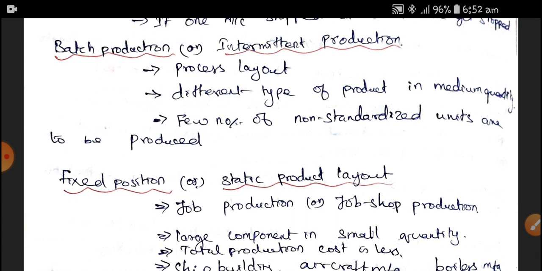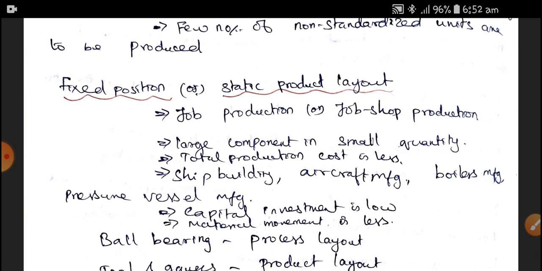In the fixed position layout or static layout, also called job production or job shop production, very large components like building a ship, building an aircraft, or manufacturing a boiler or a pressure vessel are made. It is a huge, single part, and the machines surround the product. So a single product and several machines will do the job. That is called a fixed position layout.